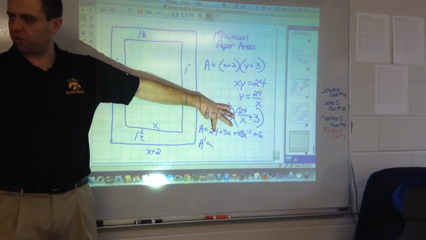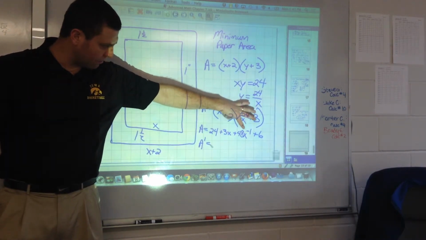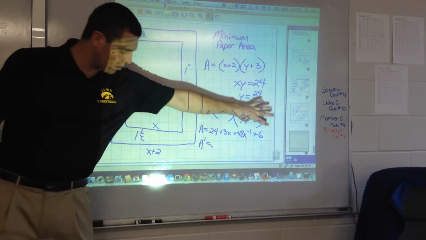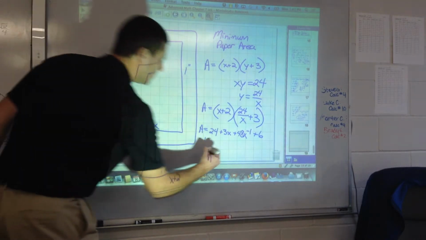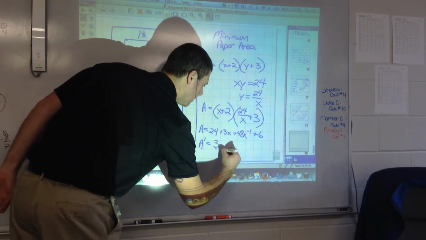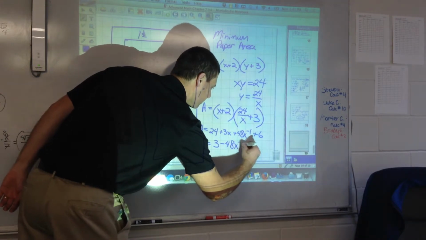The derivative of 24 is 0. The derivative of 3x would be 3. The derivative of this would be negative 48x to the negative 2, and the derivative of that is 0. So 3 minus 48x to the negative 2.